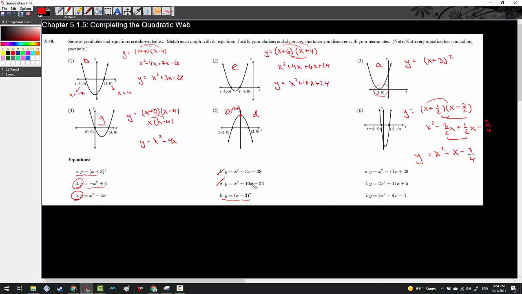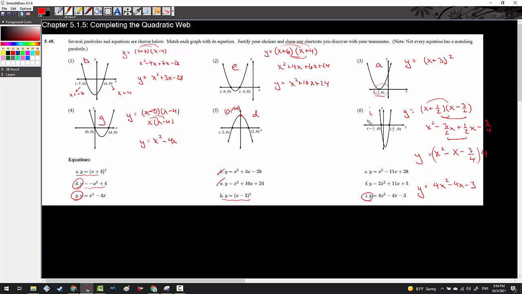Now, nothing in here matches that, but notice how there's a denominator of 4 here. If I wanted to get rid of him, I could just upscale everything by 4 and call it y equals 4x squared minus 4x minus 3, and that would make this letter I.